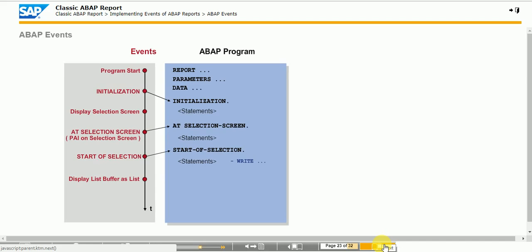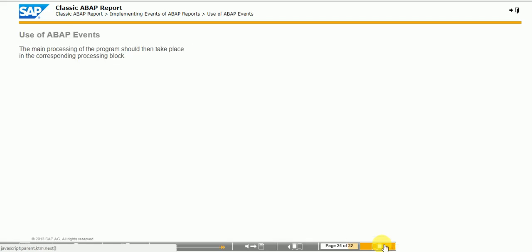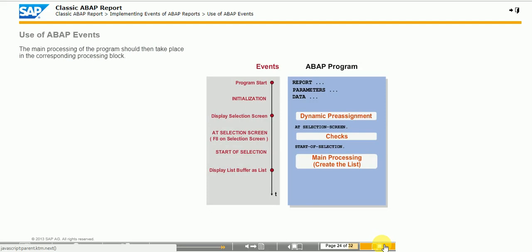An executable ABAP program is thus a collection of processing blocks that are processed for the respective events. Outputs created by means of write statements are stored in list buffers and only displayed as a list after the system has processed the start of selection block. If you assign values to the parameters variables in the initialization block, the system displays these as changeable default values in the input fields when the selection screen is subsequently displayed.